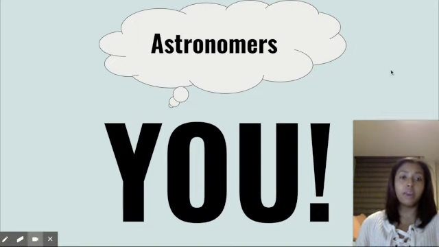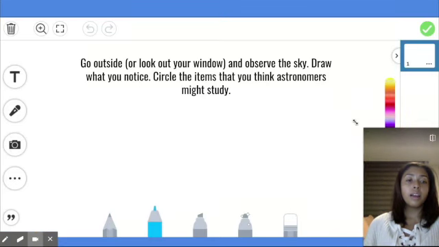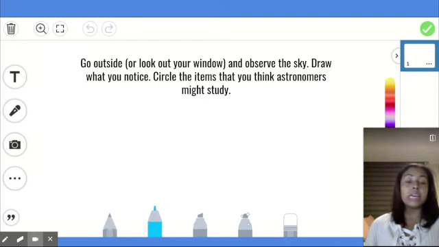So what we're going to do for our very first lesson on the sky is I want you to head back to Seesaw. On Seesaw, the challenge that I have for you is I want you to go outside, or if it's too cold or you can't have a grown-up go outside with you, then you can just look out your window. And I want you to observe the sky. So take a close look at the sky and draw what you notice. Then I want you to circle the items that you think astronomers might study.